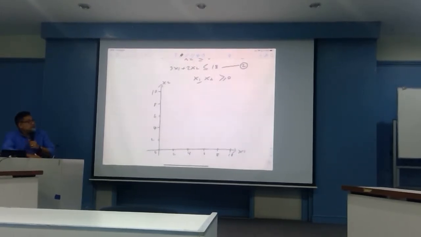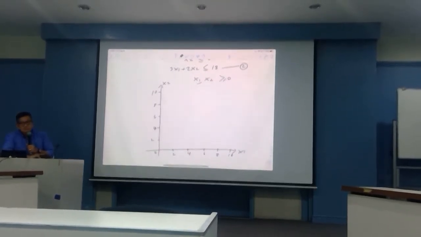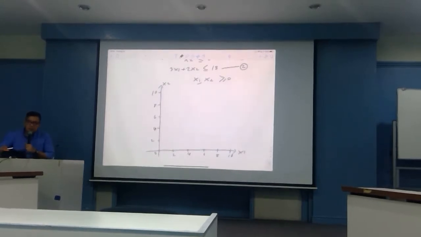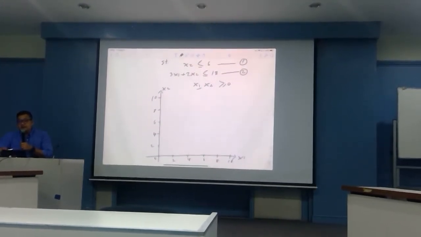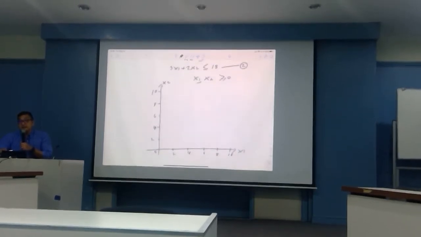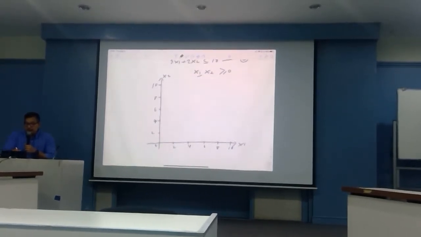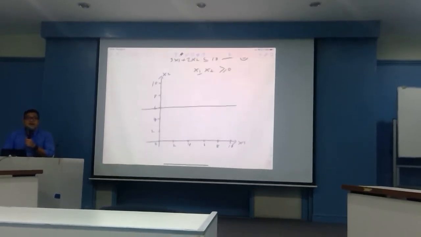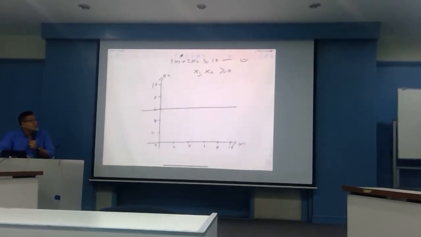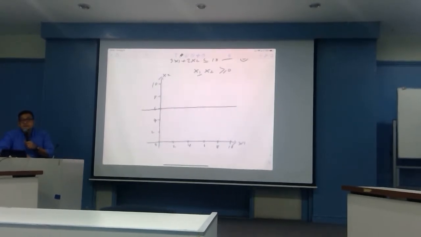So what next? We're going to do the graph of all constraints, right? The first constraint is x2 less than or equal to 6. So we're doing the graph of x2 equal to 6 first, right? This is the graph of x2 equal to 6. And what next?